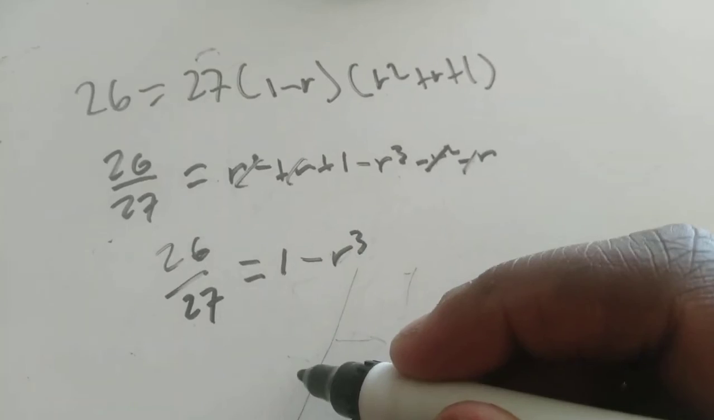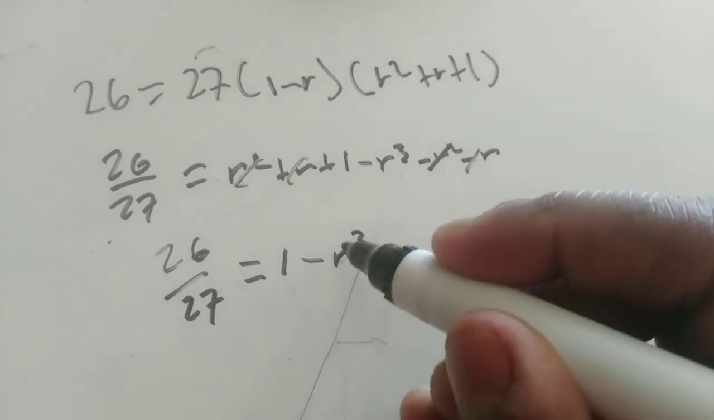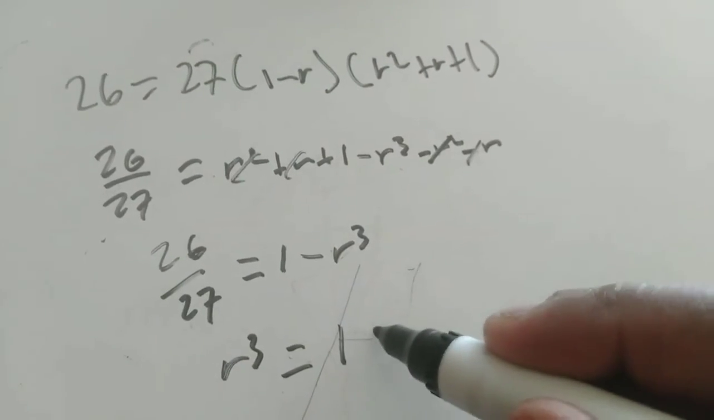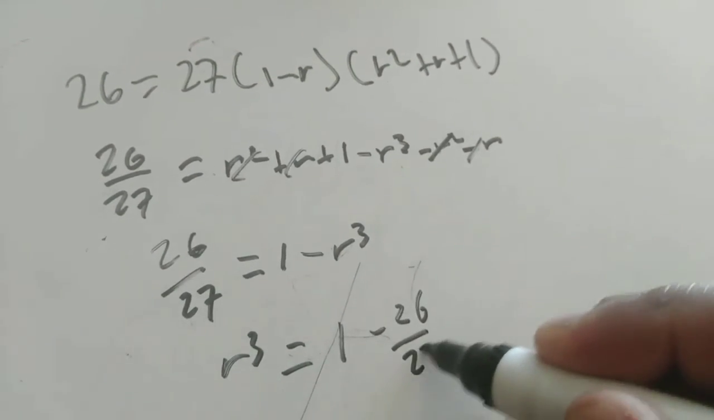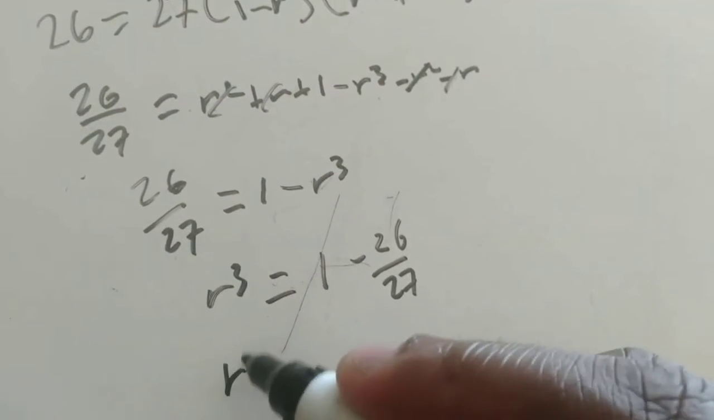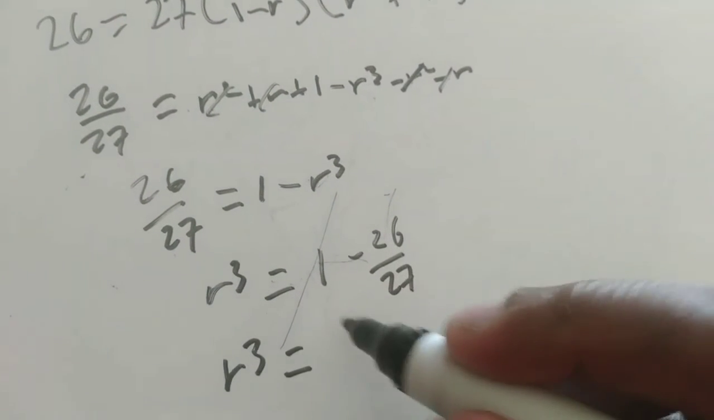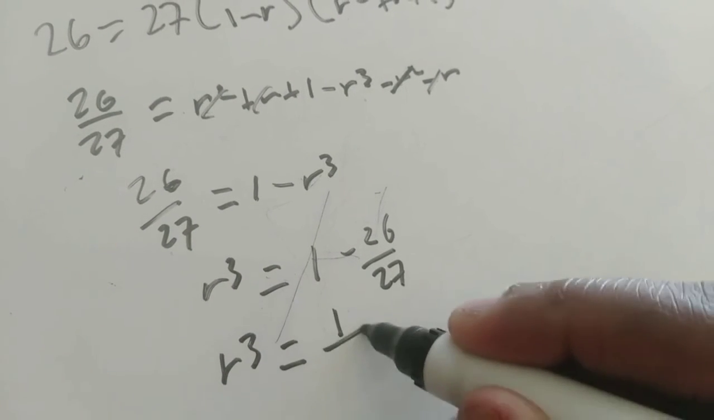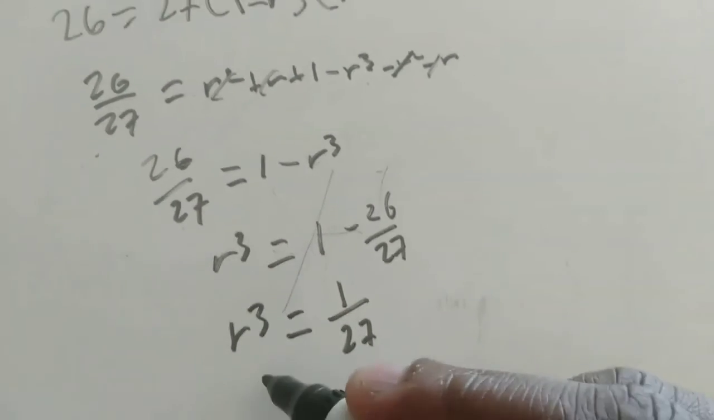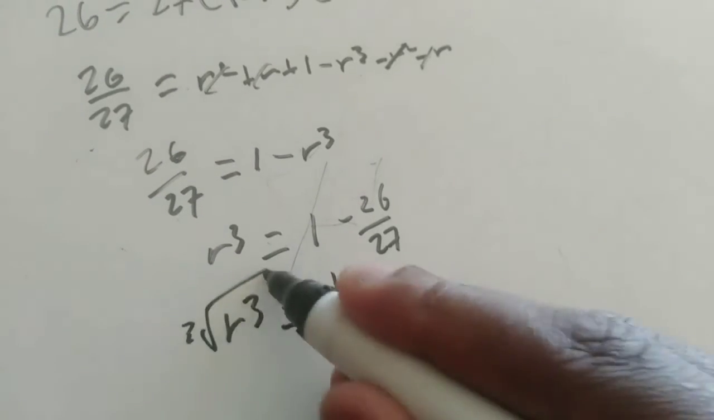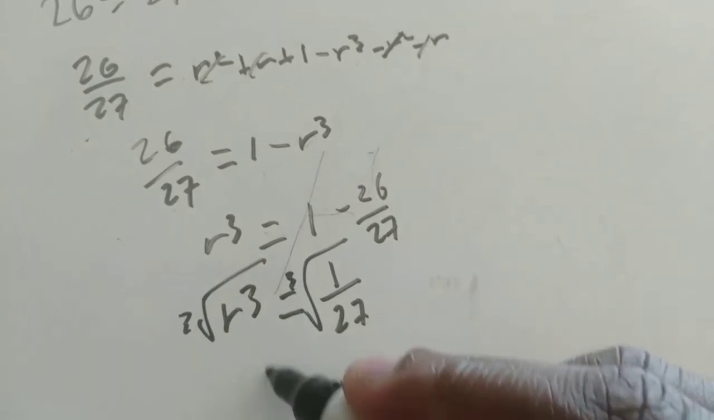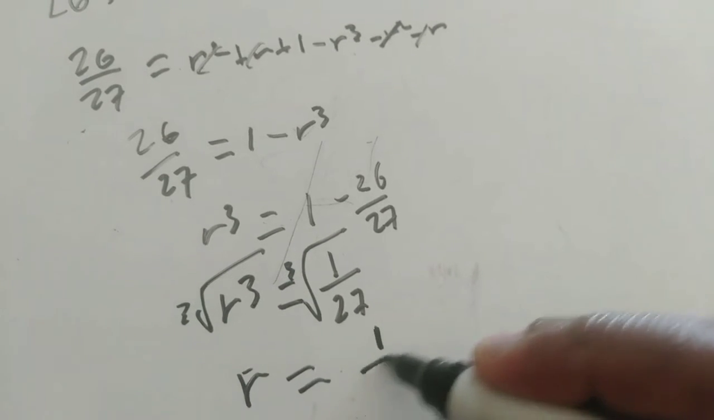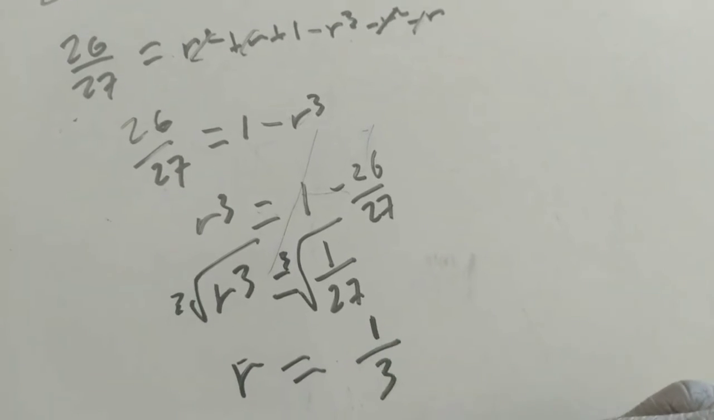And from here, what can we do? Well, let me take this to this side so that it can become positive. So it becomes 1 minus 26 over 27. And of course, this becomes r cubed is equal to 1 over 27, and then of course we just have to find the cube root of that. So by cube rooting both sides, r becomes 1 over 3. And there we found the common ratio.